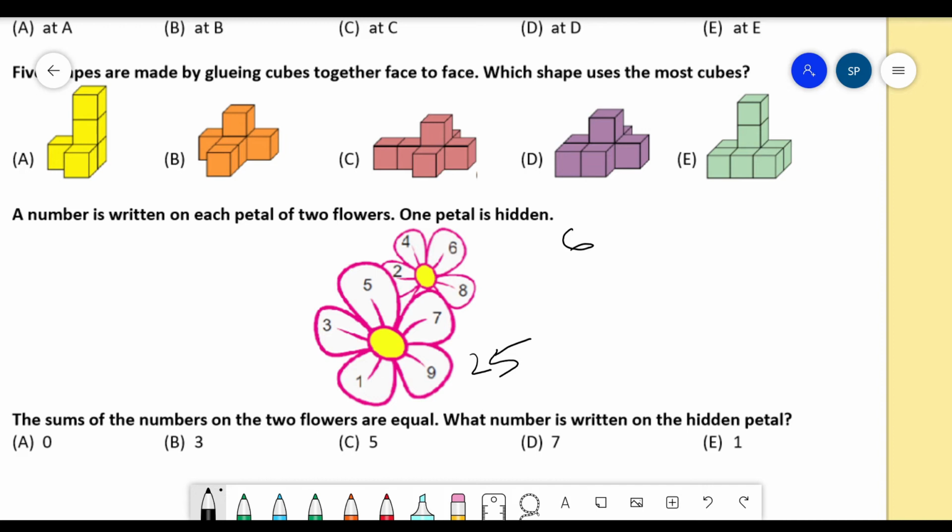We already have 6 plus 4 plus 2 plus 8, which would give us 6 plus 4, 10. 10 plus 2 is 12. 12 plus 8 is 20. But we need to have a sum of 25, which means 25 minus 20 would give us a leftover of 5, which means the hidden petal shows 5.